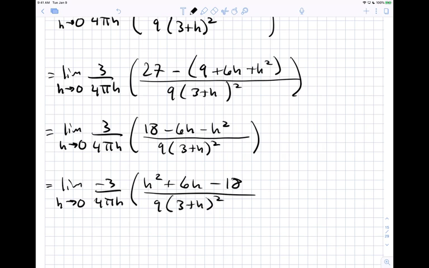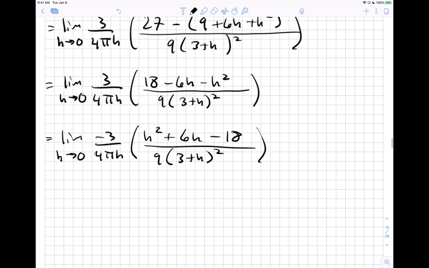Now let's try to factor that top. Can we factor it into something of this form? We're going to have h and h. One's going to be plus, one's going to be minus. Two numbers that multiply to give us 18 and add to give us 6. Is it 6 and 3? 9 and 2? Nope.